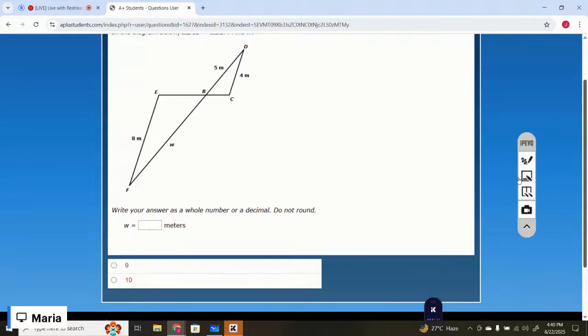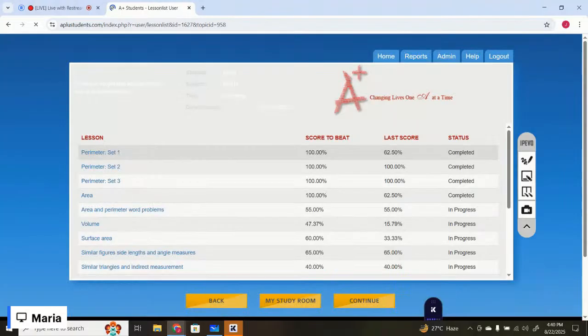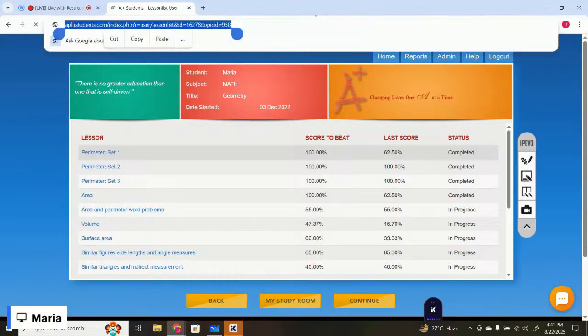Okay, you can complete the lesson by today. So the chapter we're working on is geometry. The lessons we have covered today are surface area, similar figure side lengths and angle measures, similar triangles and indirect measurement. So before the next session, you can complete all the questions for the lessons we just did. That is your homework until the next session.